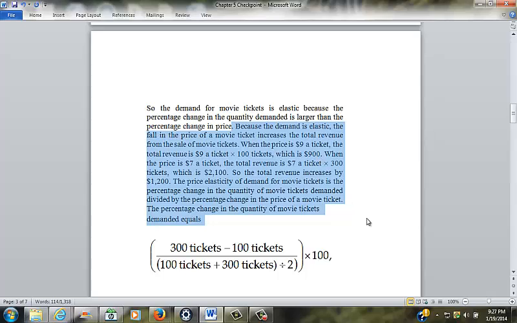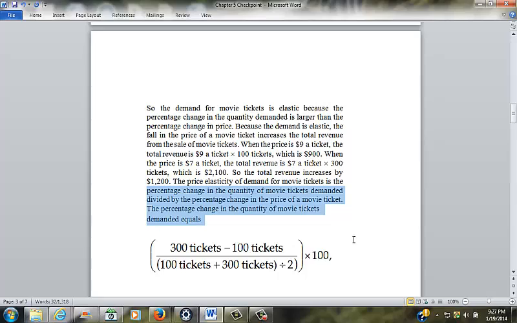When the price is $9 a ticket, the total revenue is $9 times 100 tickets, which is $900. When the price is $7 a ticket, the total revenue is $7 times 300 tickets, which is $2,100. So the total revenue increases by $1,200.